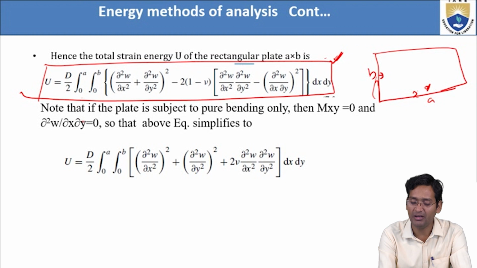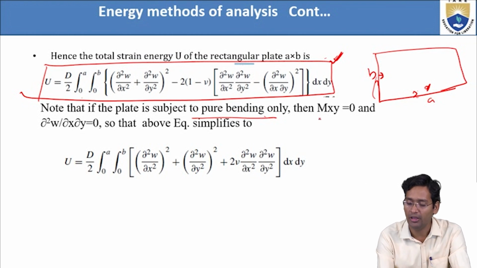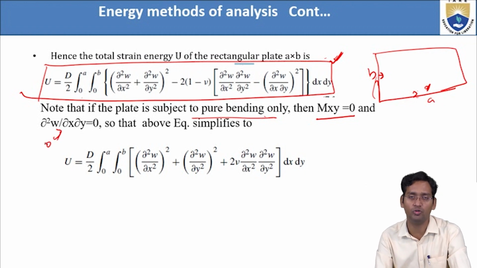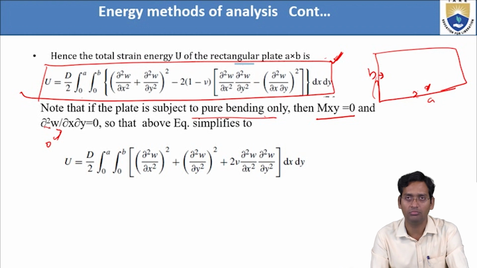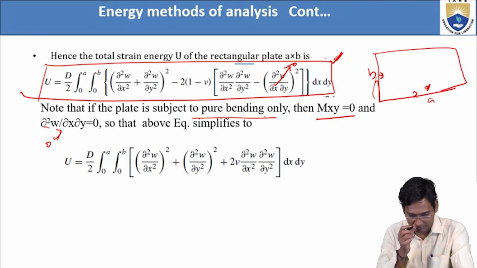Note that if the plate is subjected to pure bending only, then twisting is 0. So now Mxy is 0. Put that Mxy as 0 in the previous equation, and ∂²w/∂x∂y will also be 0, because with pure bending there is no twisting, so all the twisting-related terms become 0. So the above equation becomes, where is that term? ∂²w/∂x∂y will be 0.